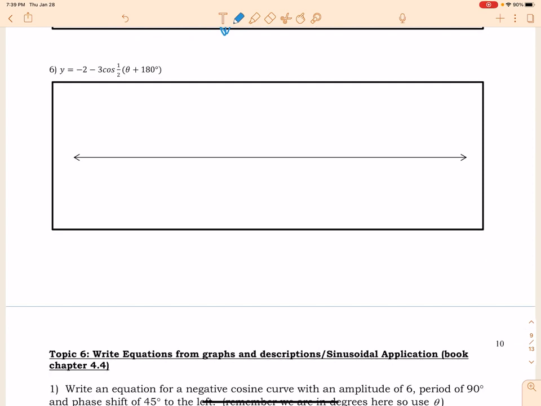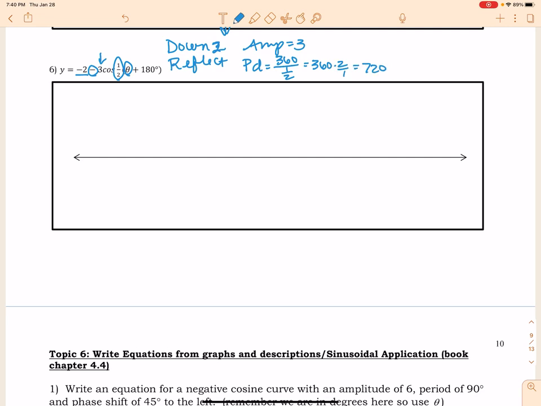All right, let's go to the last example here. I've got a lot going on in this equation, so let's just read it from left to right. This negative 2 means that the graph will move down 2. And then the negative means that we will have a reflection. And then the 3 here means that the amplitude is equal to 3. And the 1/2, and we're in degrees here because of theta, so that means the period is going to be 360 divided by 1/2, which means 360 times 2, because it's 360 times the reciprocal, which is 720.